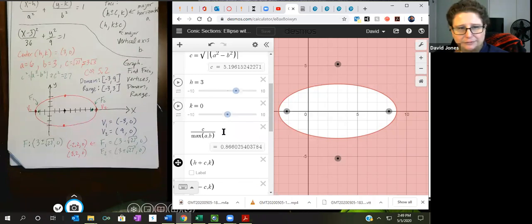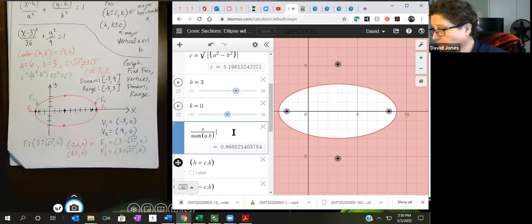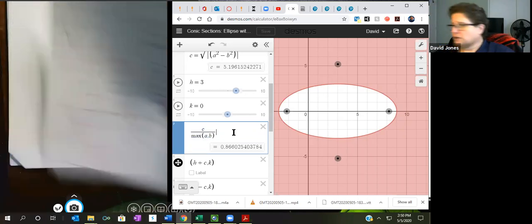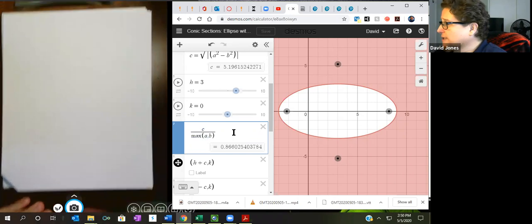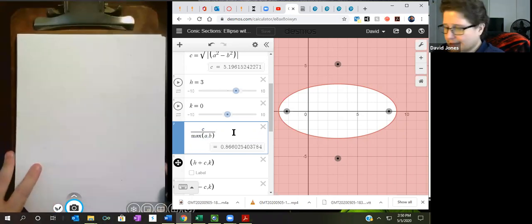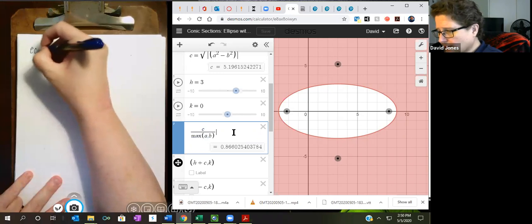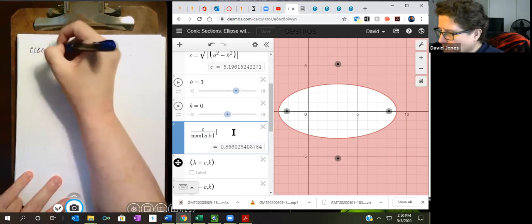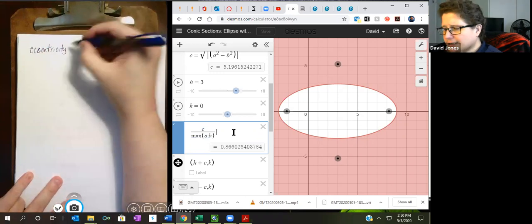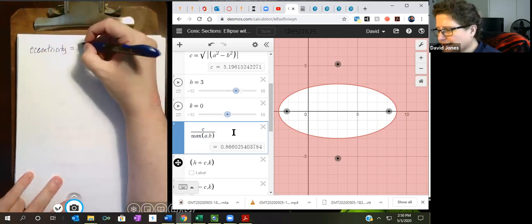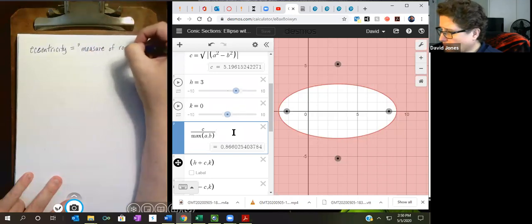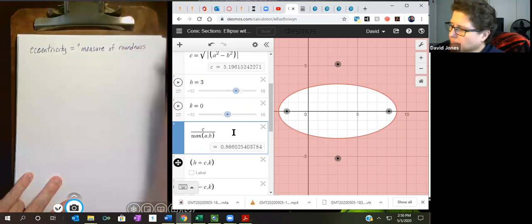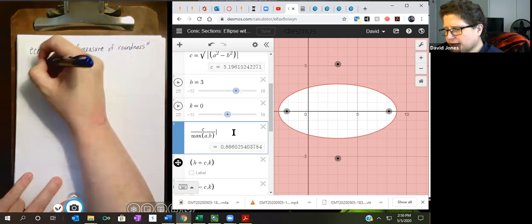All right, so I mentioned this value right here. Let's talk about this right here. What is that? So there's something on circles, ellipses, the conic sections called eccentricity. It's not how eccentric you are, it's a measure of roundness. And it goes by the letter e.